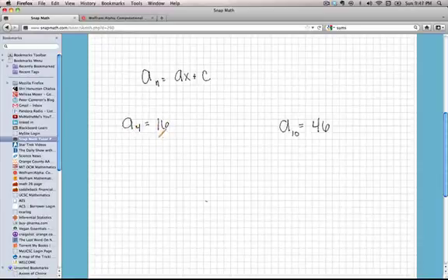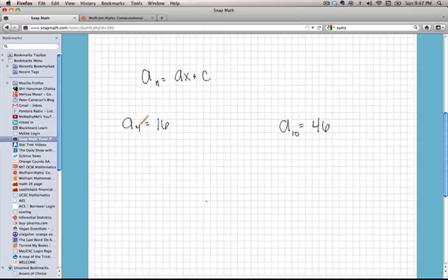If I understand this question correctly, we are finding the values of A and C that make this expression true, given that A4 equals 16 and A10 equals 46. If that's the case, what we're going to do is find A and C by plugging in the values we're given here.